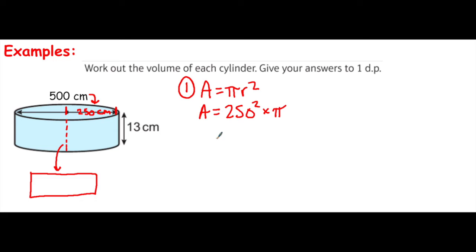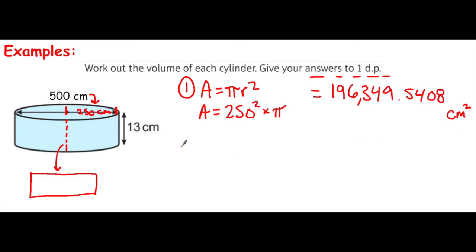This is something you can plug into your calculator. If you ever see something like this, rounding answers to one decimal place, that screams that you're probably going to be needing a calculator. So 250 squared in your calculator times pi. Did you get something like this? I got 196,349.5408, which is about 196,349 centimeters squared, since it's area.